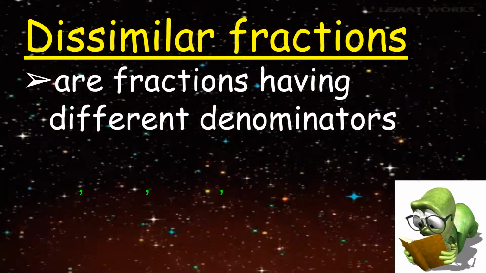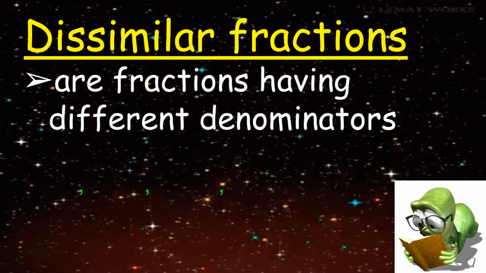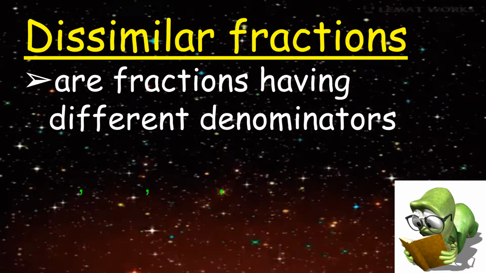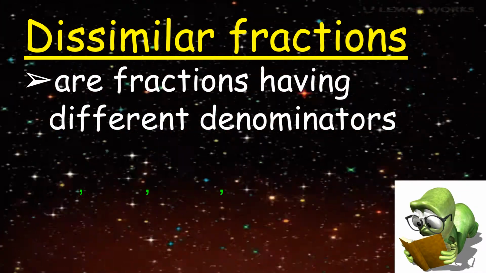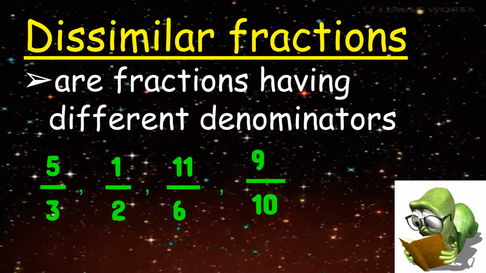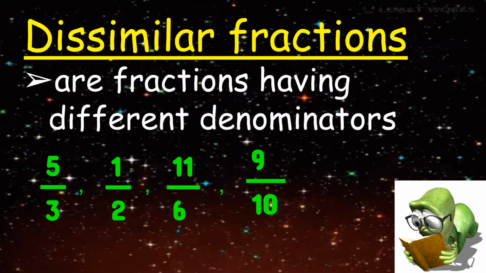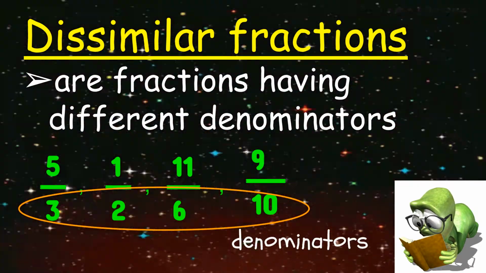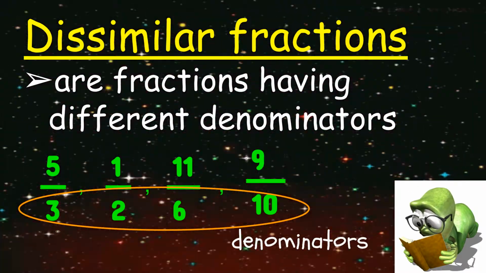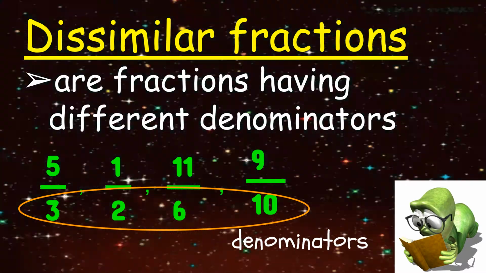Next is dissimilar fractions. Fractions will be considered dissimilar if they have different denominators. Example, we have 5 over 3, 1 over 2, 11 over 6, and 9 over 10. The denominators are different. Therefore, they are considered dissimilar fractions.